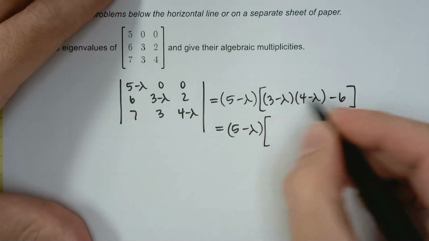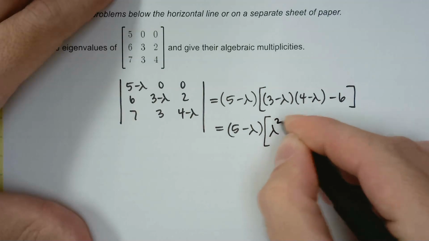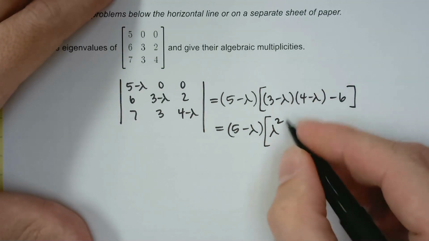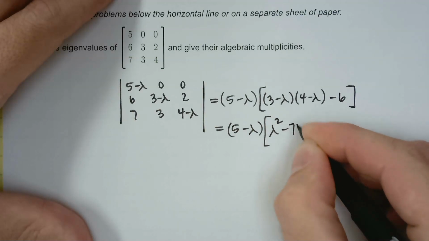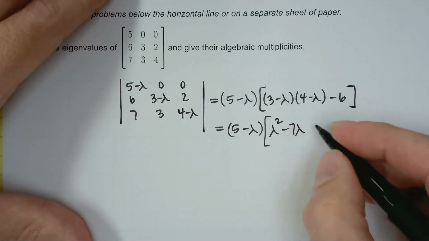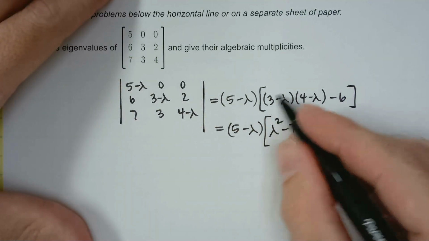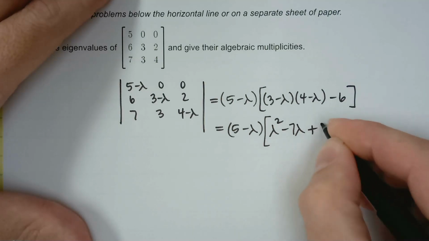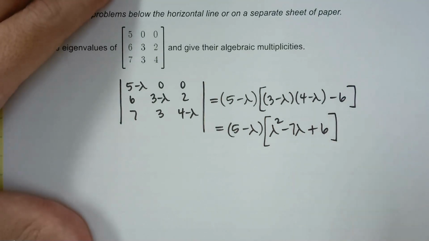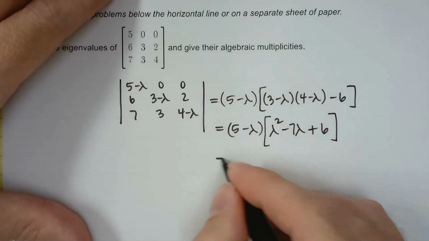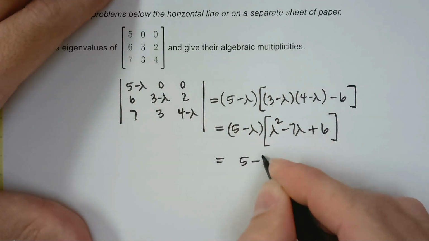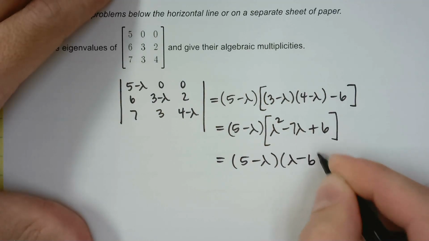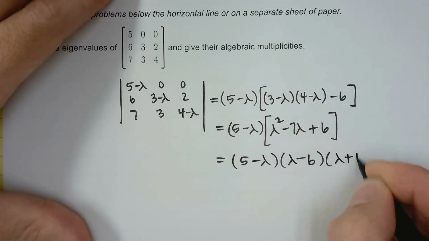Okay, if I do negative lambda times negative lambda, that's lambda squared. Negative 4 lambda minus 3 more lambdas is negative 7 lambdas. And then plus 12 minus 6 is going to be plus 6. Oh, yeah, that is going to work. So I can keep factoring: 5 minus lambda, lambda minus 6, and lambda plus 1.